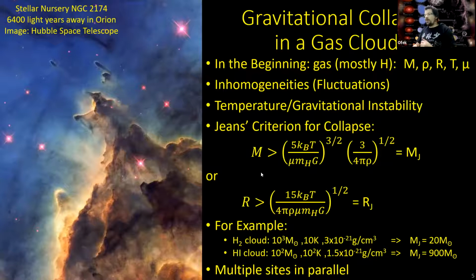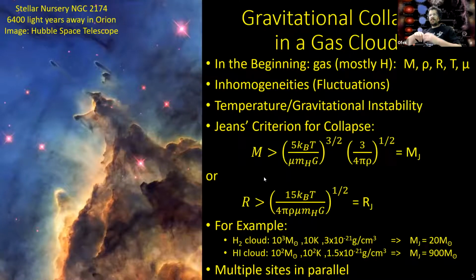Alternatively, you can substitute again M in terms of rho and R and find a different type of condition. You can find the Jeans condition for the radius. That is, given, again, a temperature, composition, and density rho, what is the minimal size of the cloud that will be massive enough to collapse? So if you have an overdensity above this radius, it will collapse, it will be unstable, and you'll have again that a star is being born.